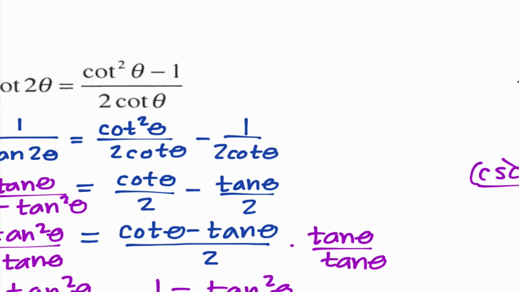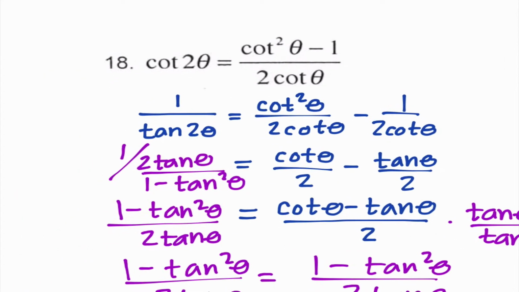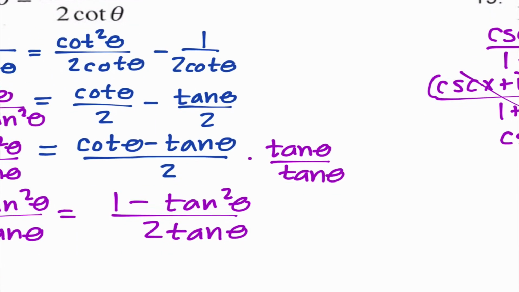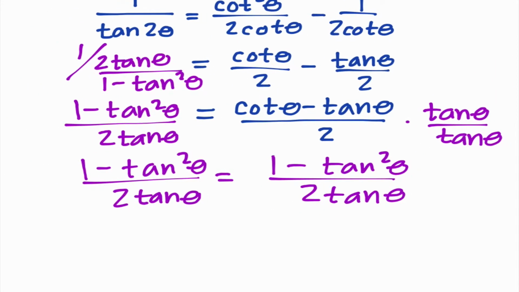At this point, I had tangent minus cotangent over 2. Looking at the left side of the equation, I noticed I needed 2 tan in my denominator. Because of that and that alone, I chose to multiply the numerator and the denominator by tan. When I distributed, some really nice things happen. Tan times cotangent, those are reciprocals, so that's 1. Tan times tan is tan squared, and tan times 2 is 2 tan. So I got my two sides to equal one another.